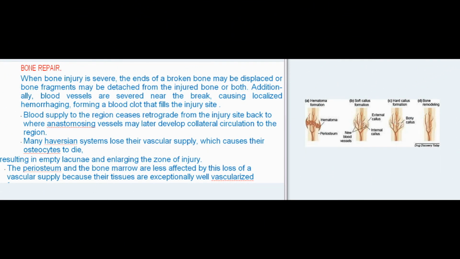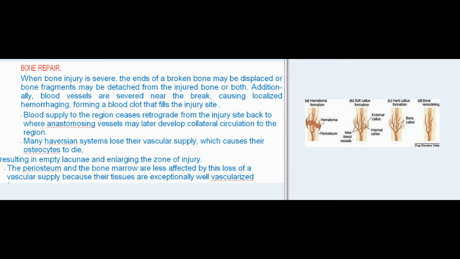Bone repair. When bone injury is severe, the ends of a broken bone may be displaced or bone fragments may be detached from the injured bone or both. Additionally, blood vessels are severed near the break, causing localized hemorrhaging, forming a blood clot that fills the injury site. Blood supply to the region ceases retrograde from the injury site back to where anastomosing vessels may later develop collateral circulation to the region.